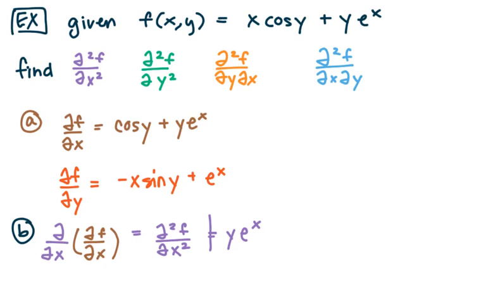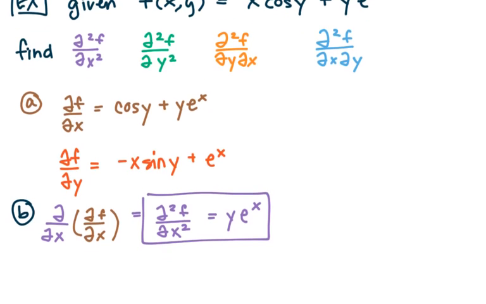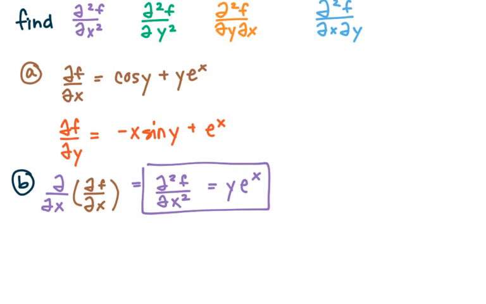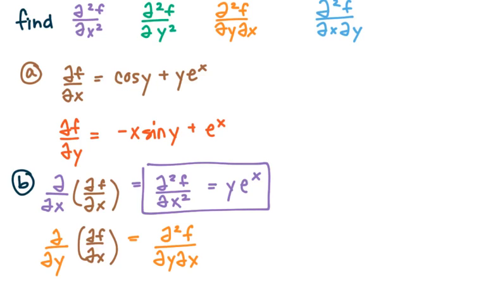That's my answer. I should write it like this for that. Okay, so same thing here. I'm going to differentiate with respect to y. This function we have, df dx. So that gives me the partial squared f, partial y partial x. So I'm going to differentiate this guy, treating x as a constant.